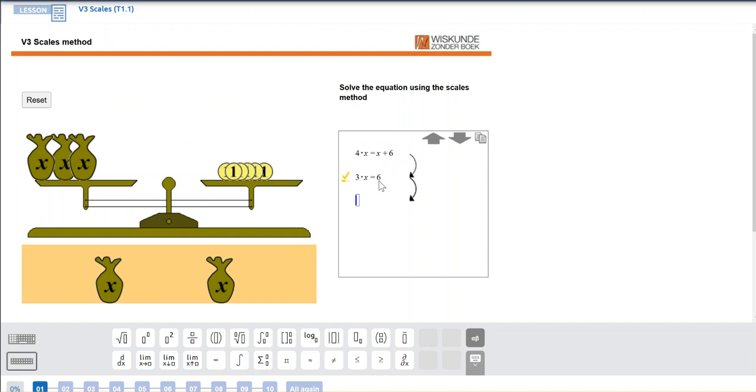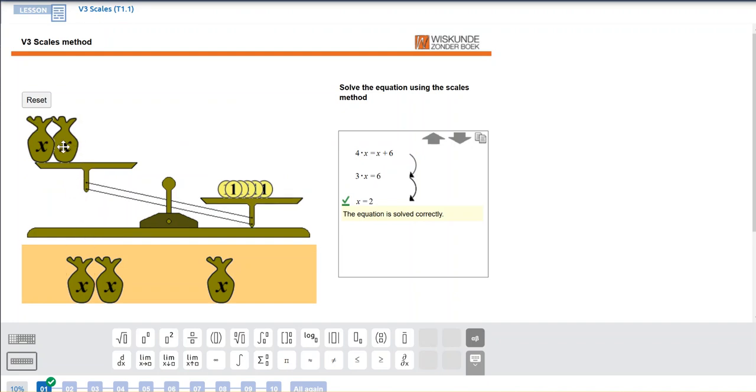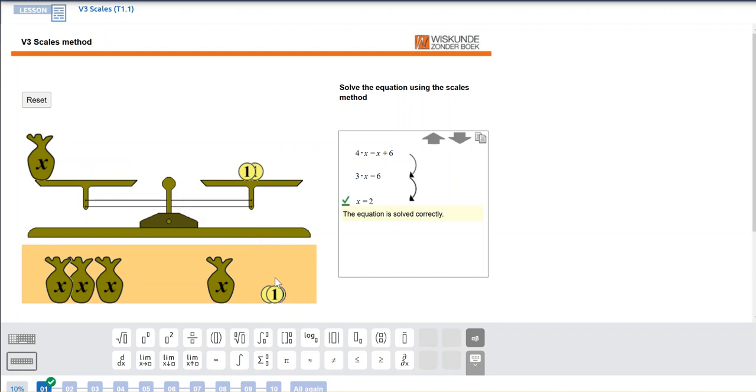This is not so difficult anymore. We know what x has to be. 3 bags of x weighs 6, so 1 bag of x has to weigh 2. The equation is solved correctly. We can check it by removing the last 2 bags from the left hand side and also removing 4 of the marbles, and you see that the scale goes back in balance.